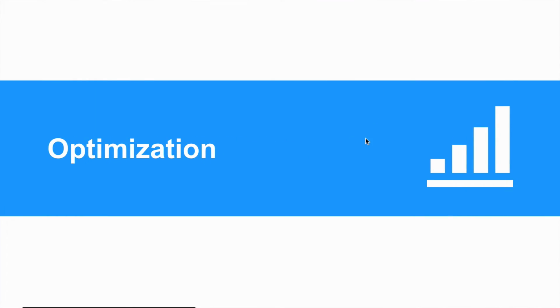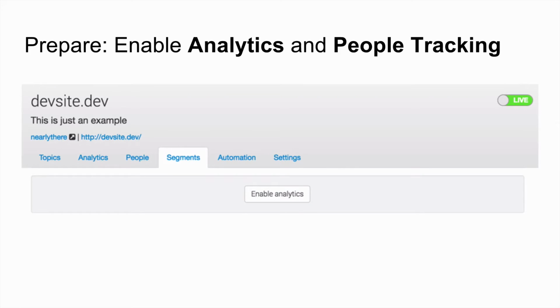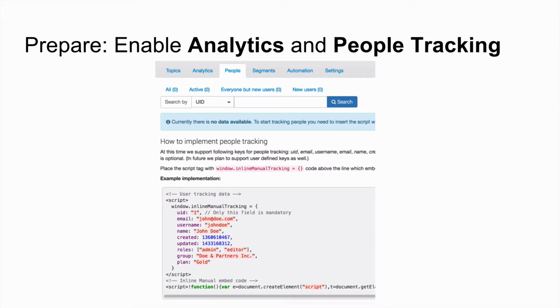So we'll look at optimization now. This is probably one of the most important things about using Inline Manual. You'll have to actually enable analytics and people tracking on your site. If you are just starting out, you'll see this Enable Analytics button. And then once you do that, you can go to people tracking and it explains how to do it. If you aren't a developer, you'll get your developers to choose what information you want to send to Inline Manual. And that's basically how you configure it. The installation script is a one line piece of code. This is a few more lines.